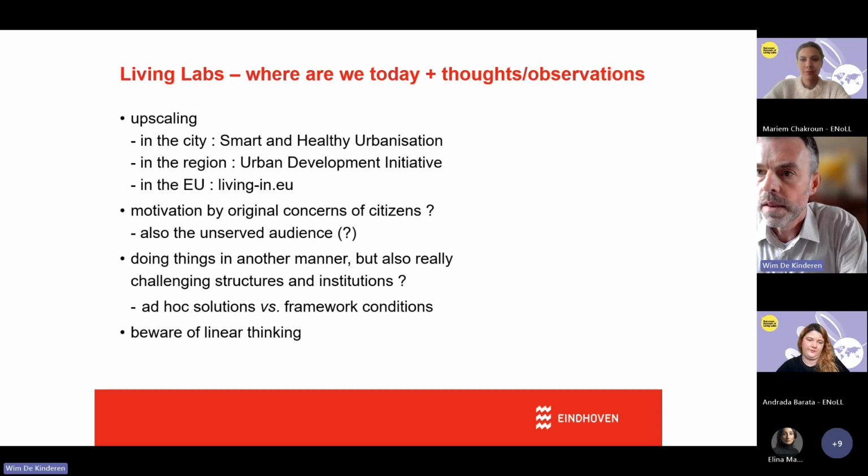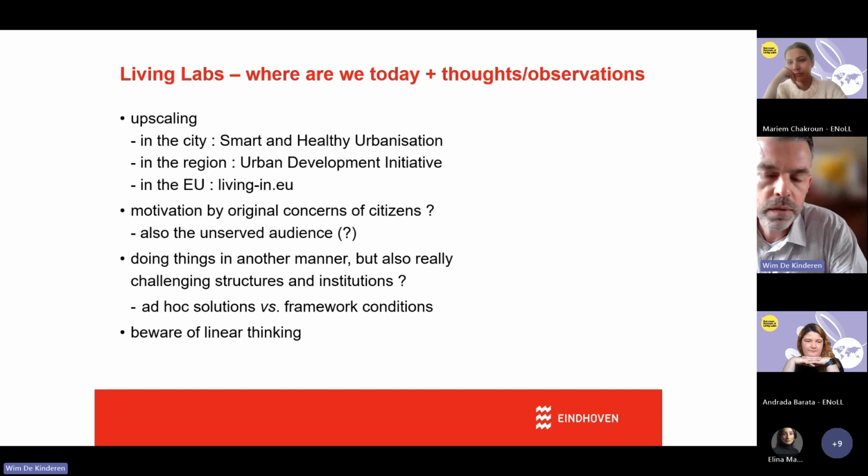So the question, as you have heard, is: was the original concern of citizens always a motivation of our Living Labs? That's a question mark. Sometimes yes, sometimes no. And then definitely something for Living Labs, not only for Eindhoven, but I think in general: are we doing interesting initiatives? Are we actually really challenging structures and institutions? No? Are we really going to solve ad hoc solutions and problems, which is already something?